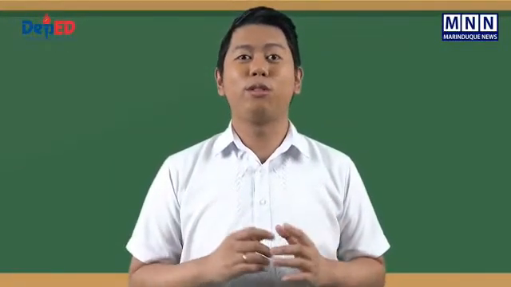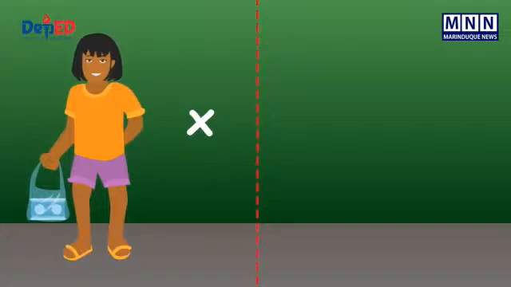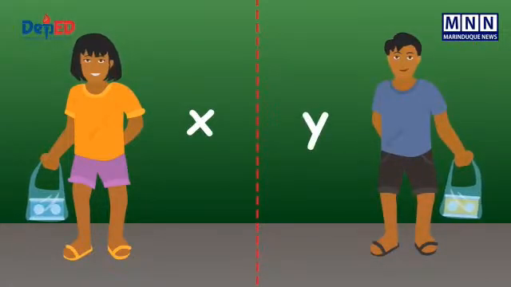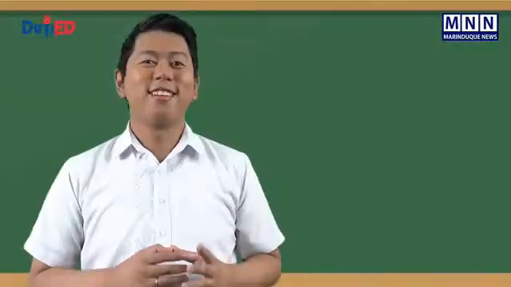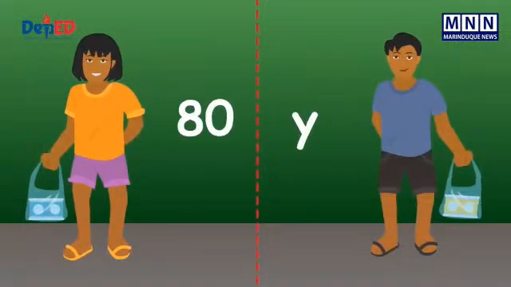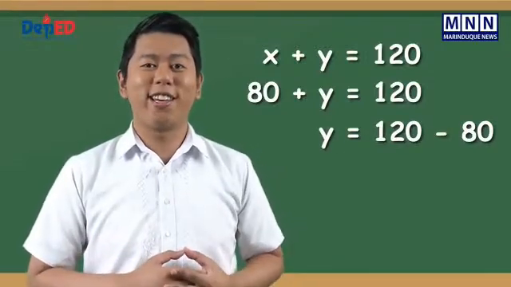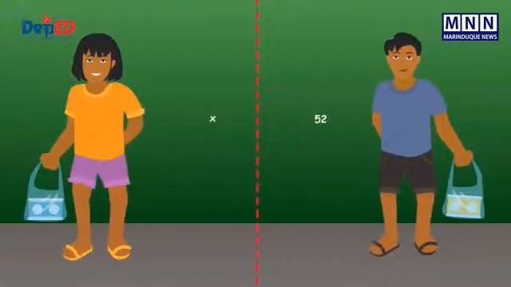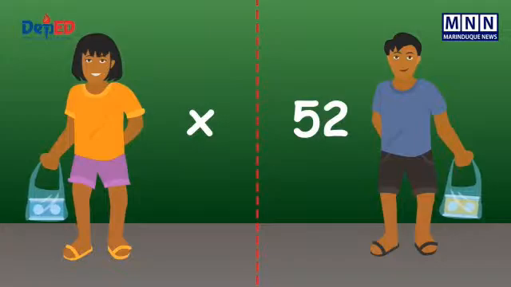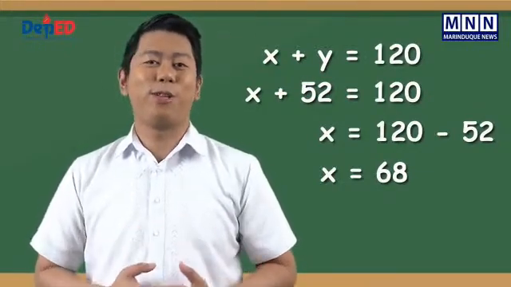Do you still remember how we were able to set up the equation in this kind of situation? We let x be the number of canned goods Anna brought. Then we let y be the number of canned goods that Ben brought. Since their goal is to have a total of 120, we write x plus y equals 120. If Anna initially brought 80 canned goods, how many more does Ben need to bring? Since we already know the number of canned goods Anna brought, we simply substitute the value of x as 80, and from that, we may solve for the value of y, which is 40. How about if Ben brought 52 canned goods? How many will Anna bring? Anna will bring 68 canned goods.